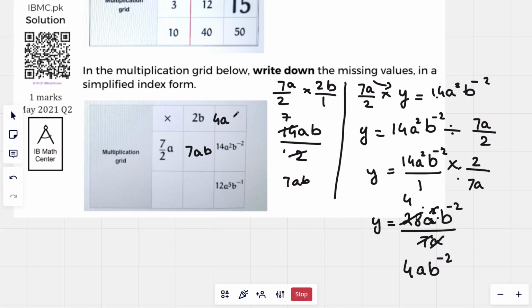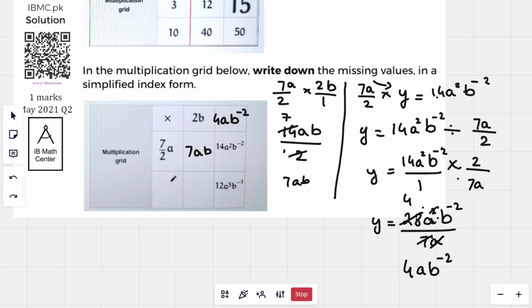4a b to the power negative 2. Can we find this? No, we can't, because this is a multiple of these two. We don't know this. We don't know this. We only know one of the terms, and we can't find two terms if both of them are missing. So we've got to find out one of the two first.